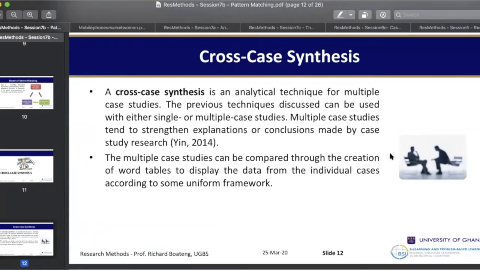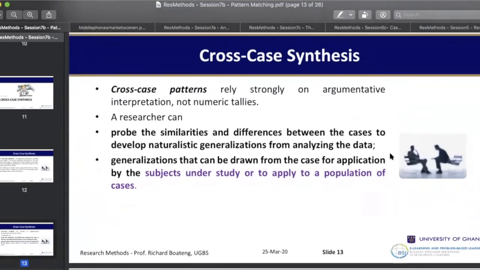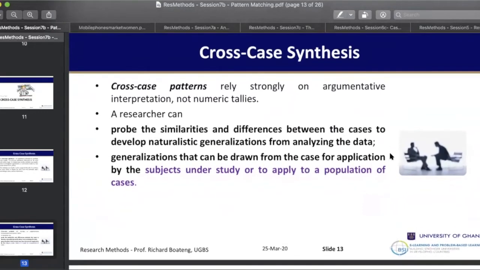That's Yin. The multiple case studies can be compared through the creation of word tables to display the data from individual cases according to a uniform framework. The framework can guide you in cross-case analysis. So cross-case patterns rely strongly on argumentative interpretation, not on numeric tallies. We are not looking for numbers.